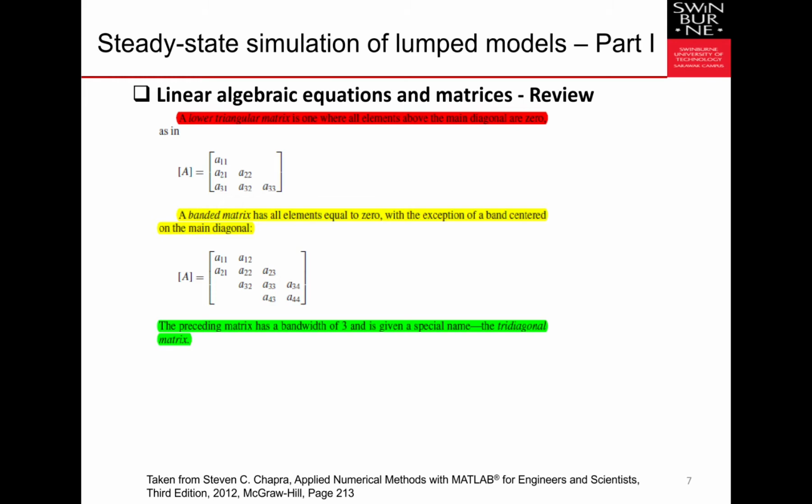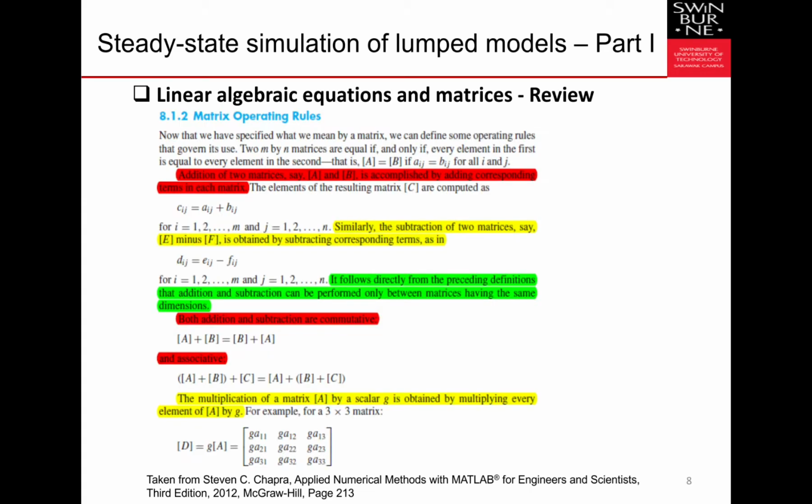A lower triangular matrix is one where all elements above the main diagonal are 0. A banded matrix has all elements equal to 0 with the exception of a band centered on the main diagonal. As you can see here, only the diagonal centered on the main diagonal is not 0. This particular matrix has a bandwidth of 3 and has a special name, the tridiagonal matrix.